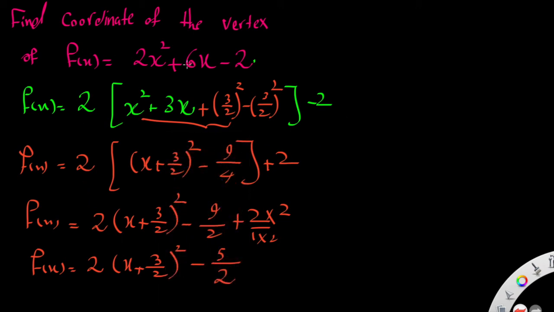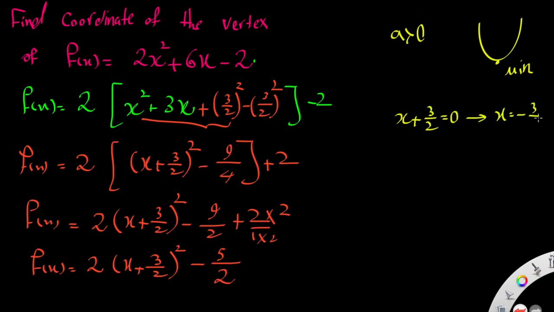Now this function has a leading coefficient of 2, which is positive, so it bends upwards. So the vertex is a minimum. To find the minimum, this expression is increasing the whole expression, so I want to stop it. How? By making it 0. x plus 3 over 2 is equal to 0, so x is equal to minus 3 over 2.